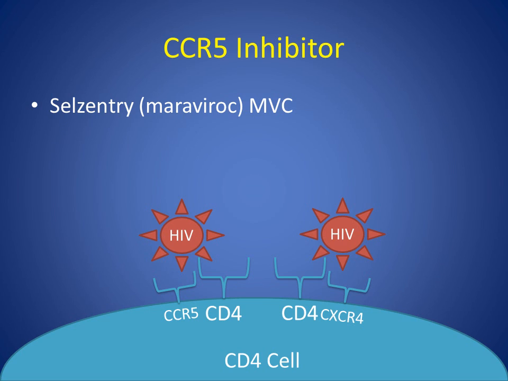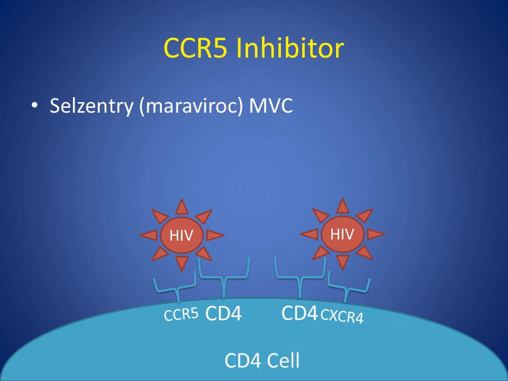Selzentry is currently the only CCR5 inhibitor we have on the market. When we want to use Selzentry to treat a patient, we first have to run a test to see which of the 2 co-receptors HIV binds to. As you can see in this picture, HIV will always bind to the CD4 receptor, but then it will also bind to one of the 2 co-receptors.